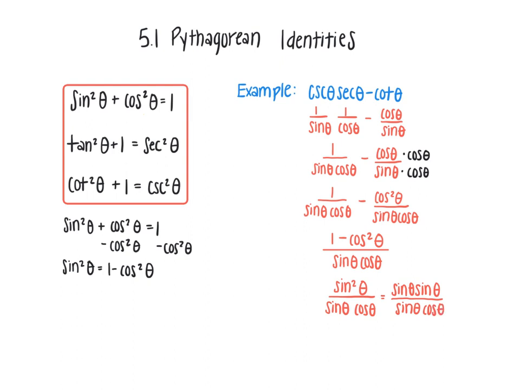Now we can see that a sine cancels in the numerator and the denominator, which leaves me with sine over cosine. But we should remember that sine over cosine is a quotient identity, which actually equals tangent of theta. So using reciprocal, quotient, and also Pythagorean identities, we're able to take this equation right up here and turn it into just tangent of theta.